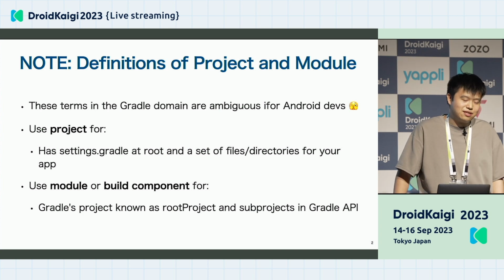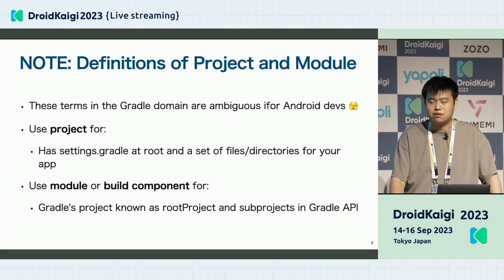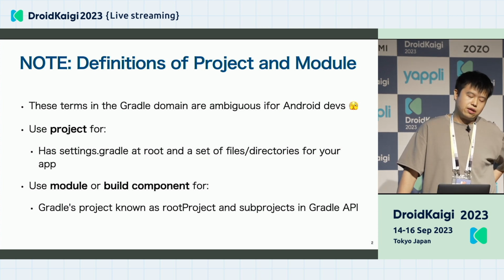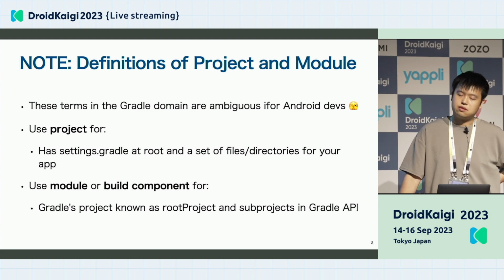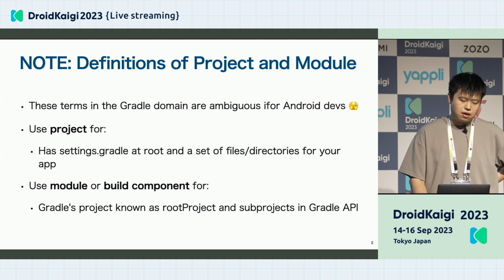So, in this presentation, I will use project to represent a set of files and directories to build your application. This may be the same as a Git repository for some application projects. And the module and or build component will be used to represent a directory corresponding to project class of Gradle APIs. So as Android module, feature module.